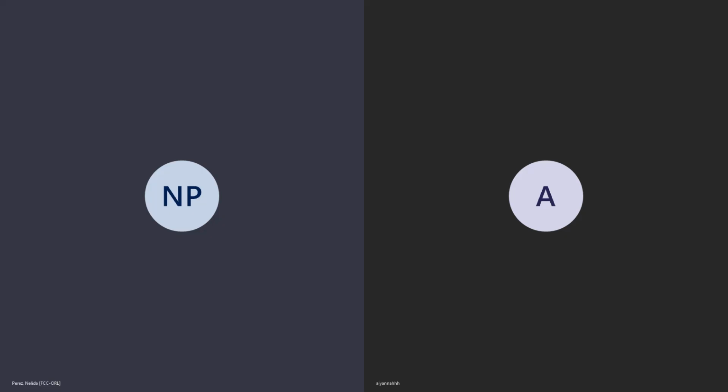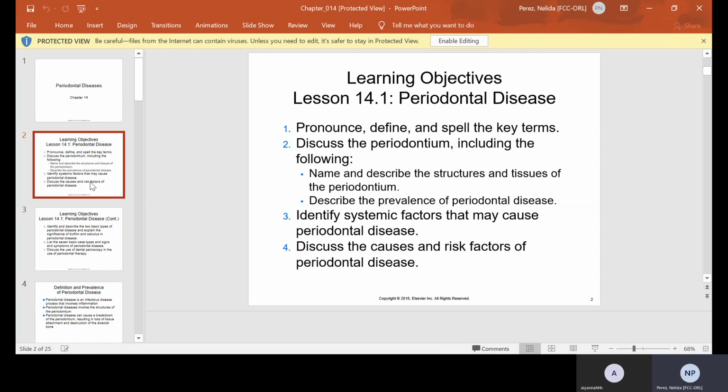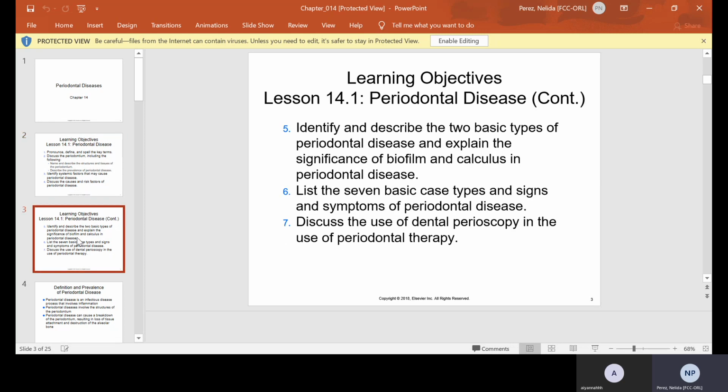We are going to talk about periodontal diseases. All right, and of course, your key terms, you guys should be doing it on SurveyMonkey, pronouncing the words, defining the words. I'll be saying them here, and we'll be talking about the tooth structures, systemic factors, risk factors. We're going to identify 2 basic types of periodontal disease and 7 basic types and symptoms of them.